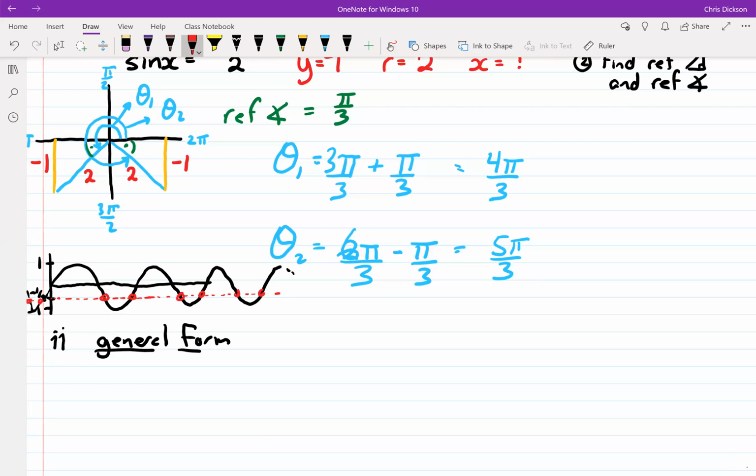So we want to be able to write this quickly without saying this is a waste of our time. So what do we do here? Well, we take our first answer, 4 pi over 3, which is this one. This is 4 pi over 3.